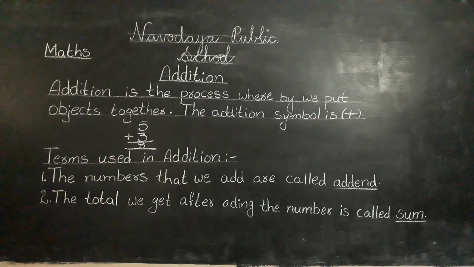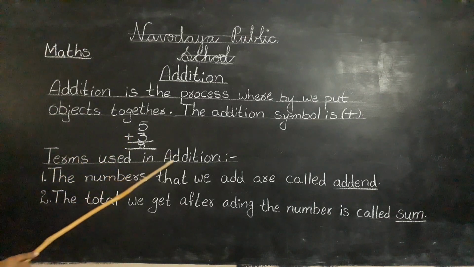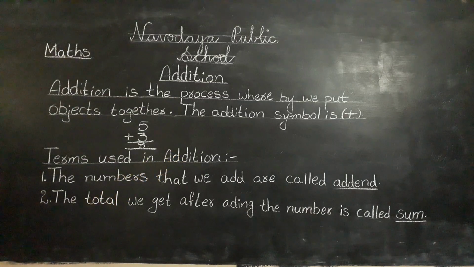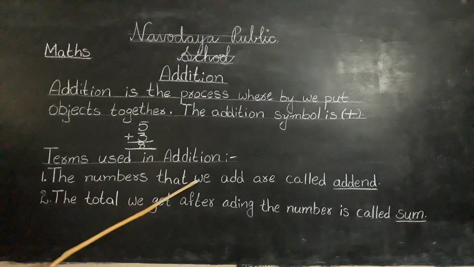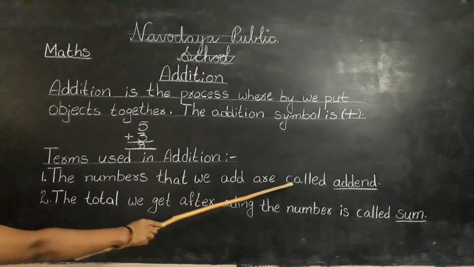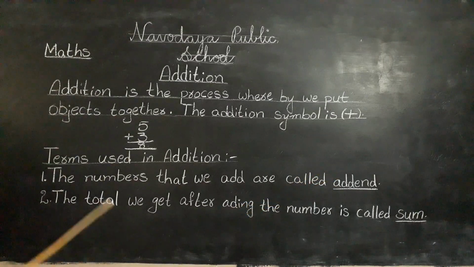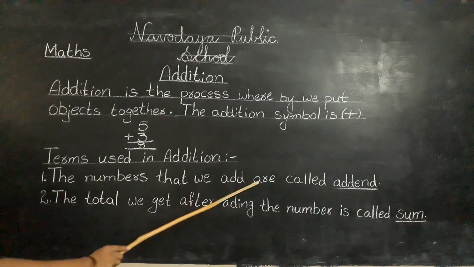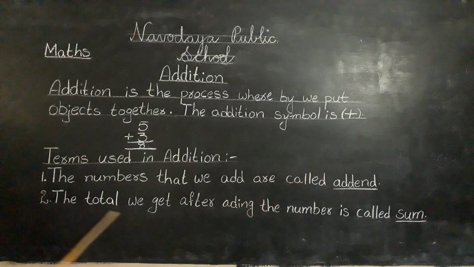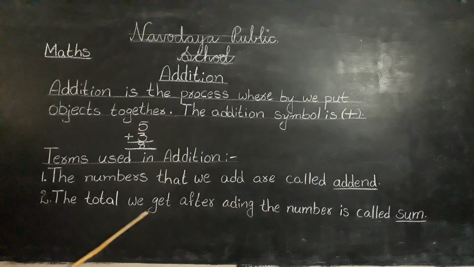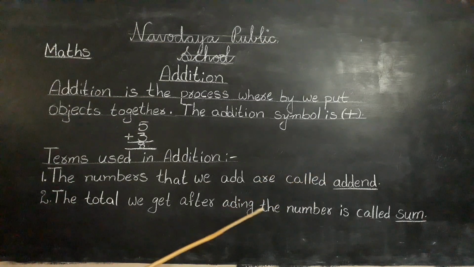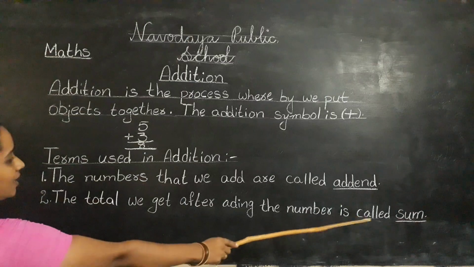And next one is terms used in addition. There are 2 terms we are using in addition. The numbers that we add are called addend. The total we get after adding the numbers is called sum.